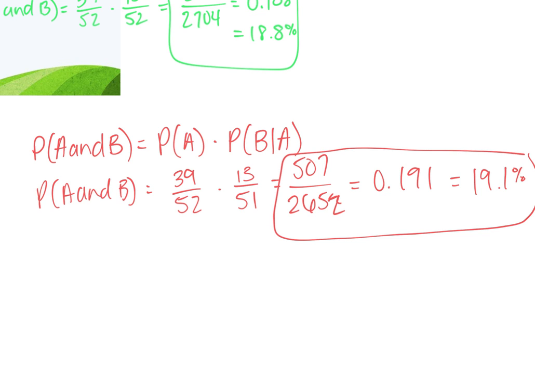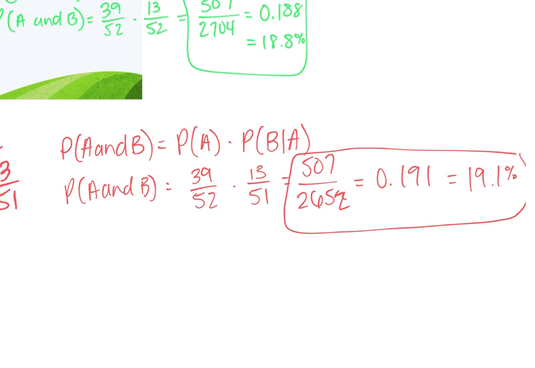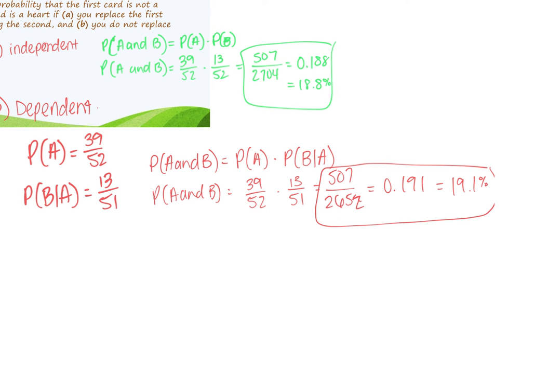So which one is more likely to happen, if I replace them or if I don't replace them? Do you see how the 19 is bigger than the 18? So there's a bigger chance that I pick out a heart if I don't replace them. If you don't replace them, you have a greater chance of picking both of these.